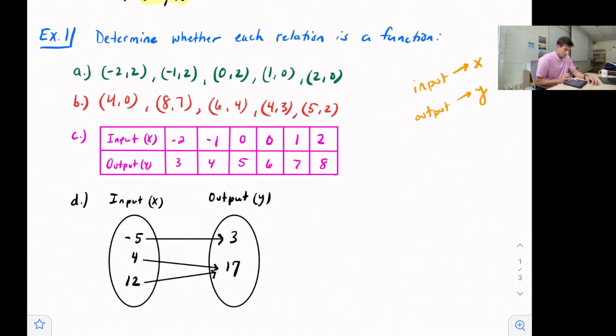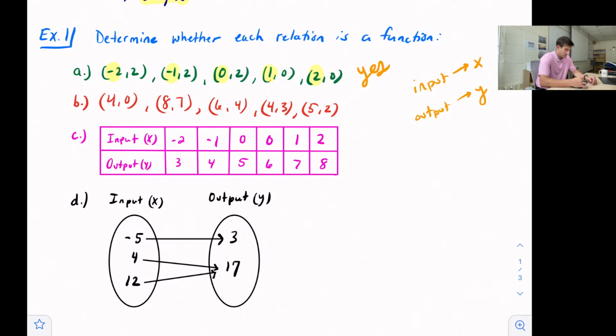For A, we have a list of ordered pairs. So we see (-2, 2), (-1, 1), (0, 2), (1, 0), and (2, 0). One thing we want to look at here is our x values: -2, -1, 0, 1, and 2. If all of those are different, then we have a function, because if all of those inputs are different, then the output cannot be the same input twice, right? If you notice a couple of those have the same output, that's okay. The output can be the same. The y value can be the same. We just can't have the same x value that gives us two different y values. So for this one, we would say, yes, this is a function.